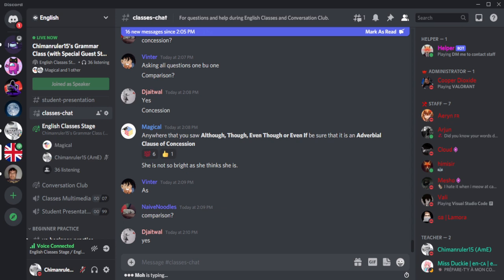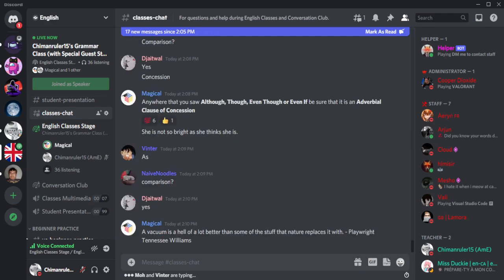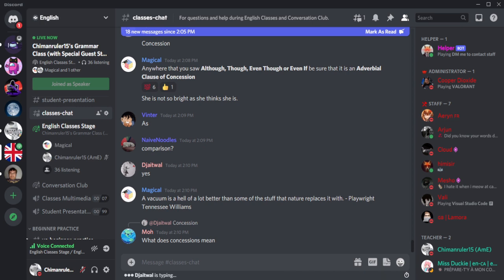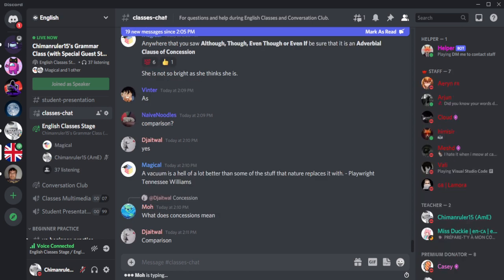Let's go with another example. A vacuum is a whole lot better than some of the stuff that nature replaces it with. Concession means exception, okay? Something which has a different thing. It is actually the action of conceding or granting something, okay? Allowance, modification. But in here, it basically means something that has opposite thought. It conveys an opposite thought.